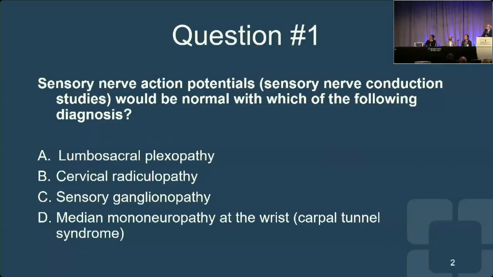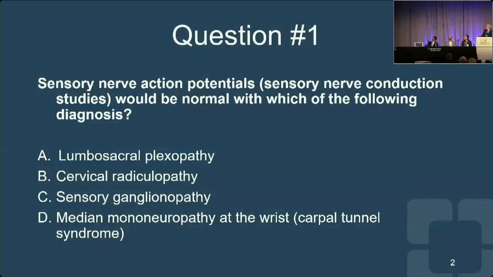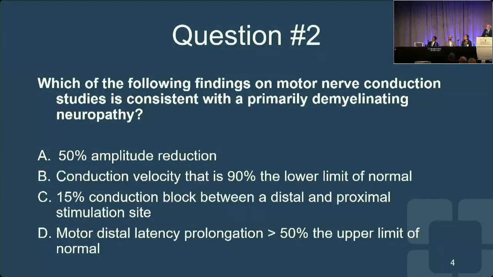So Ben, these would be your questions. Sensory nerve action potentials would be normal with which of the following? This is always an important question. Lumbosacral plexopathy, cervical radiculopathy, sensory ganglionopathy, median mononeuropathy at the wrist, i.e. carpal tunnel. And again, it looks like people are paying attention. So the vast majority feel that it's with the cervical, and he showed the nice picture of where the lesion is relative to the dorsal root ganglion.